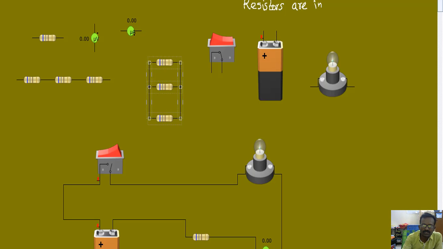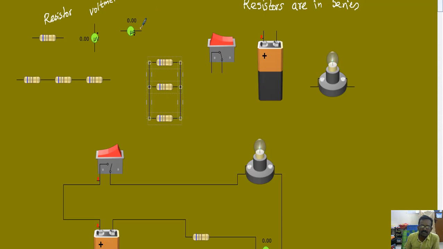Okay, now you watch. Resistors are in series. This is a resistor. This is a resistor. This is a voltmeter, a micro voltmeter. A voltmeter is a device which helps us measure the voltage, that means the potential difference, PD.